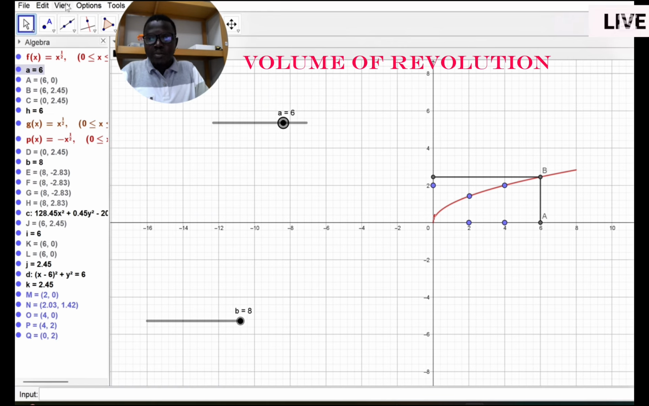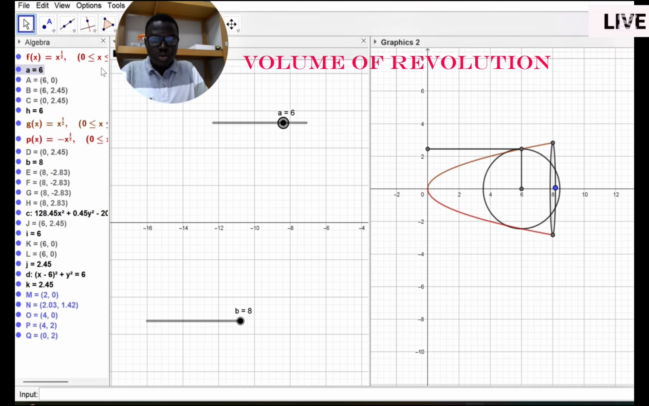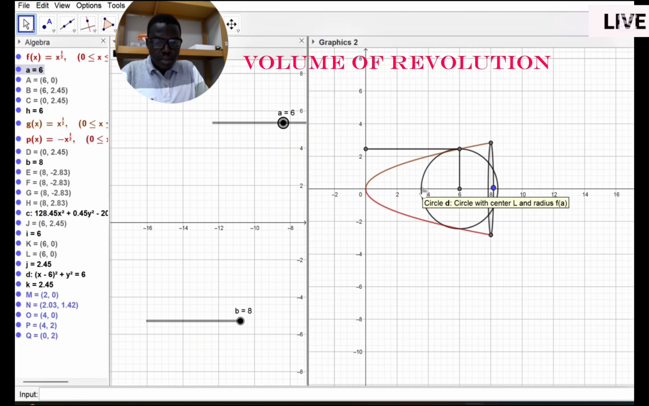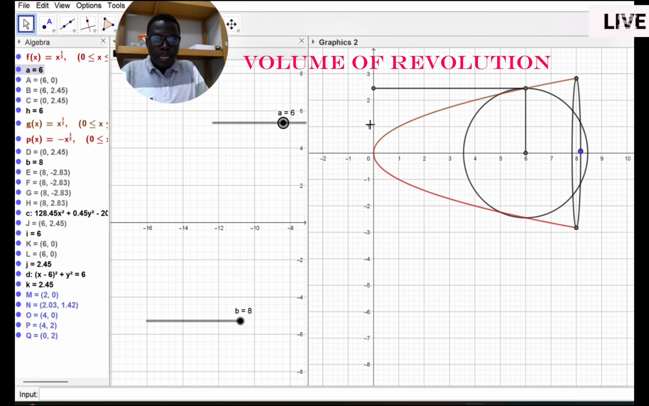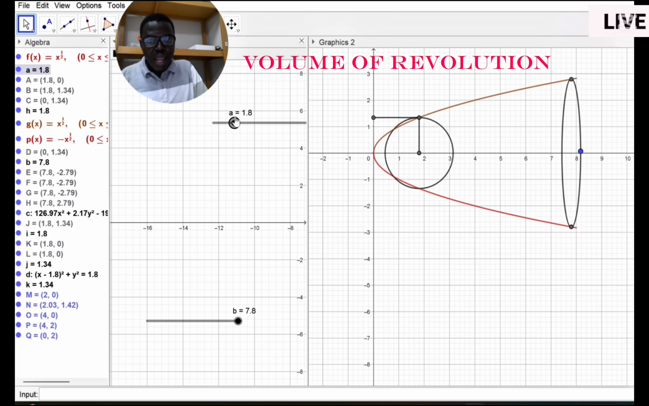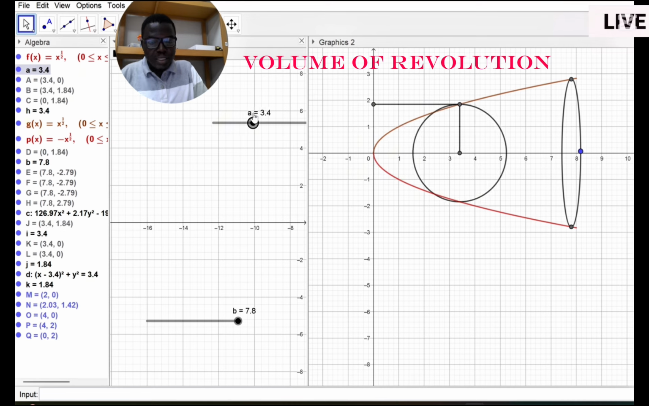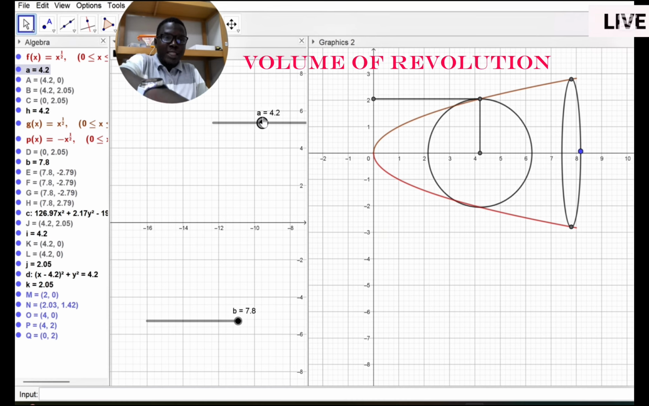Let's look at the full view of it. Let me go to graphic 2 so you can have a look at it. This is what we are seeing. If I approximate it into a circle at each point, I'll be able to calculate the radius at each point.